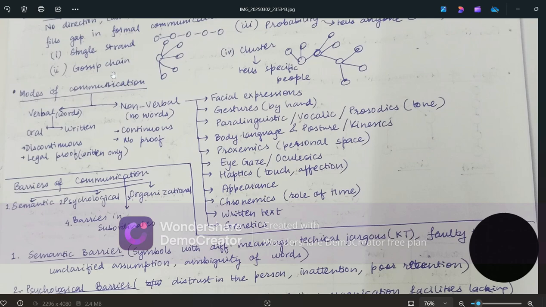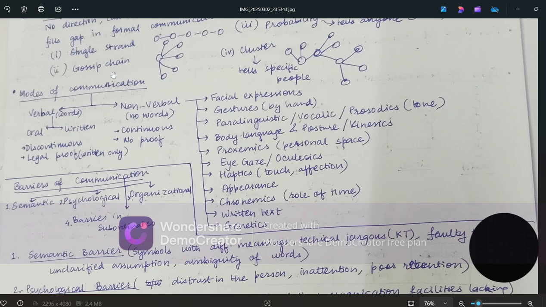In non-verbal, it is continuous, and it cannot be considered as legal proof. It is like your facial expressions and all these things. Now, non-verbal: first is facial expression. Second can be gestures done by hand. Third can be paralinguistic, vocalic or prosodics. This means the tone in which you are talking. Fourth can be body language and posture or kinesics.